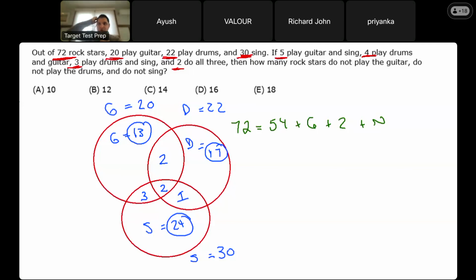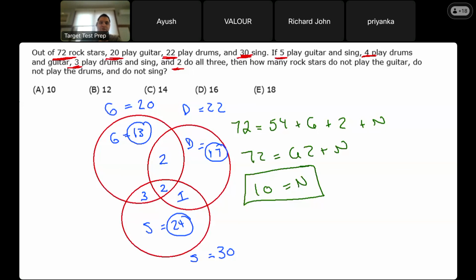So then from here, we end up getting that 54 plus 6 plus 2, that's going to give us 62, right? So 10 is equal to n. That's our answer.